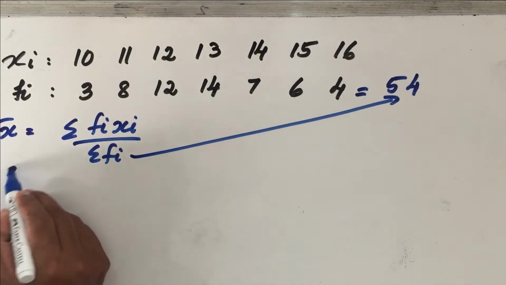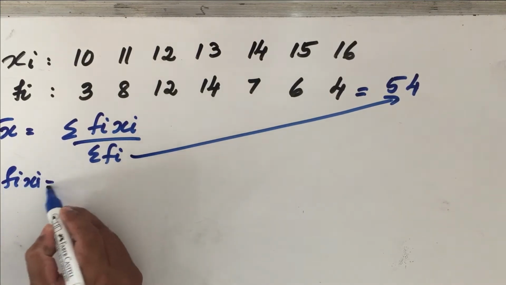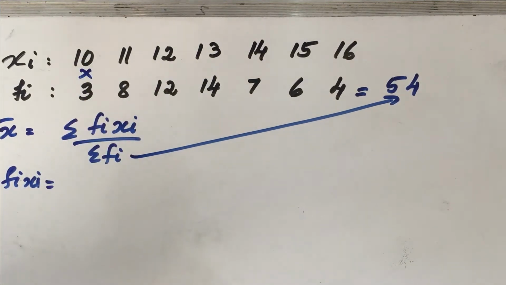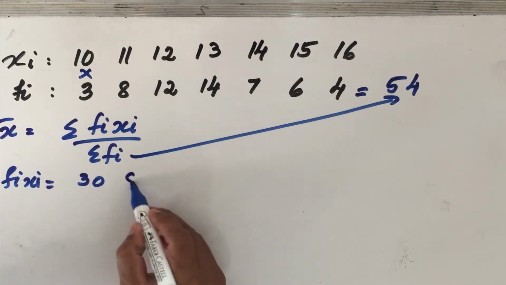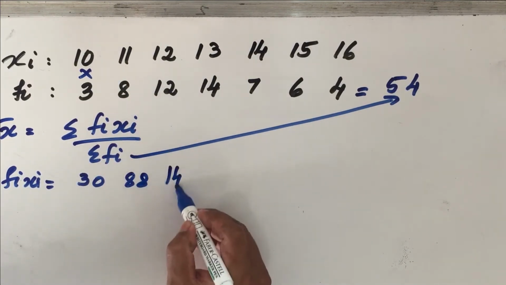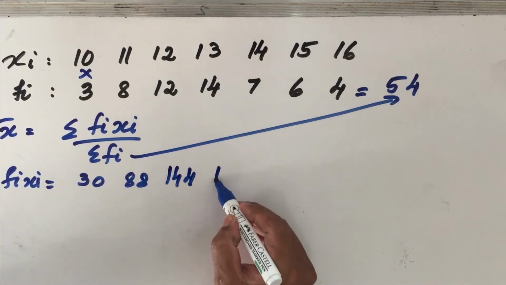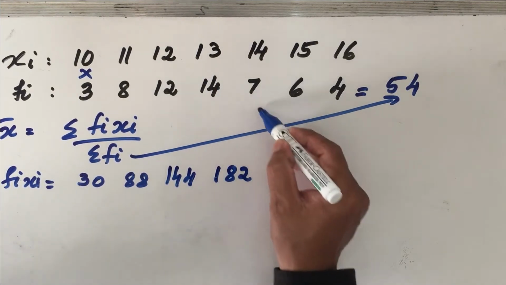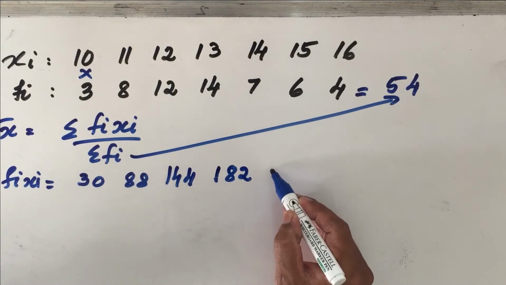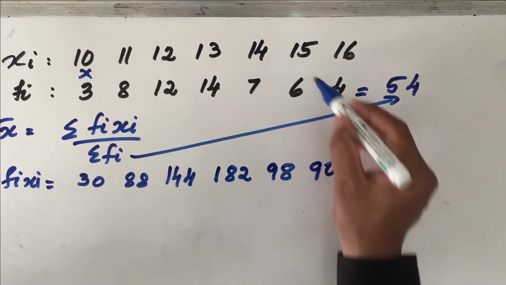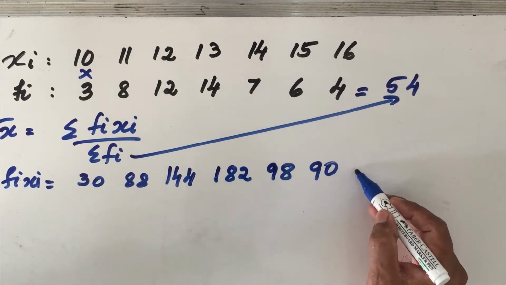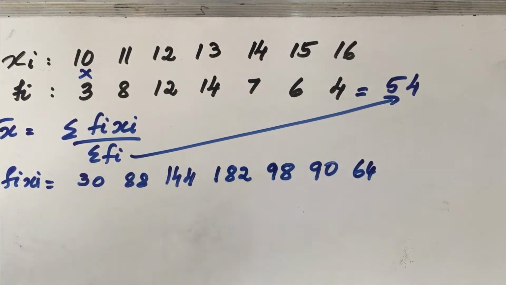So fi into xi is equal to multiplying each of these. So this is equal to 30, this is equal to 88, this is equal to 144, this is equal to 182, this is equal to 98, this is equal to 90, and this is equal to 16 into 4, which is 64.